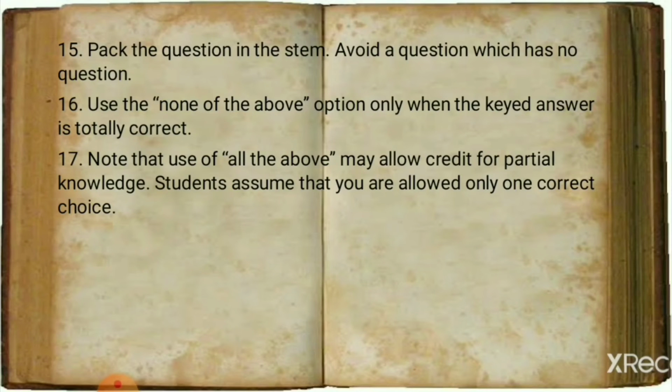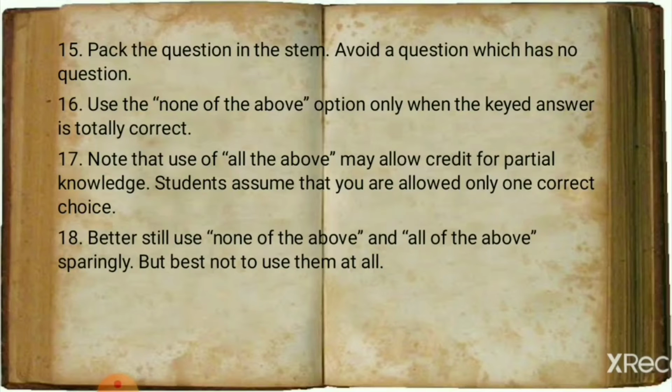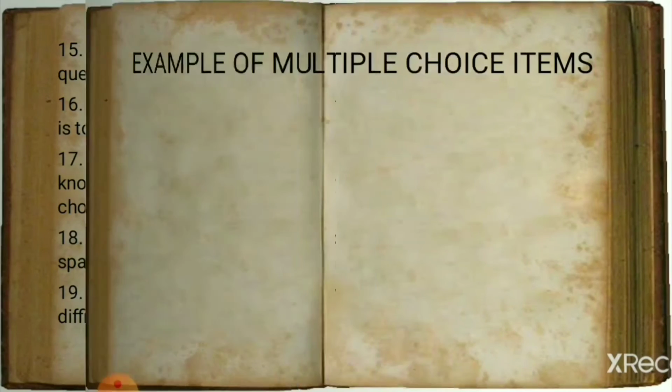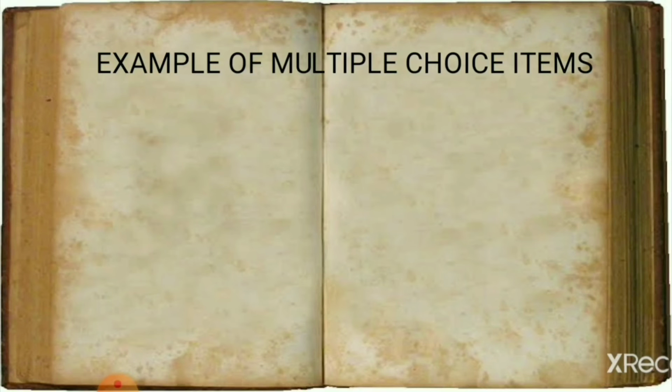Students assume that you are allowed only one correct choice. Better still, use none of the above and all of the above sparingly, but best not to use them at all. Having compound response choices may purposely increase the difficulty of an item. Example of multiple choice items.